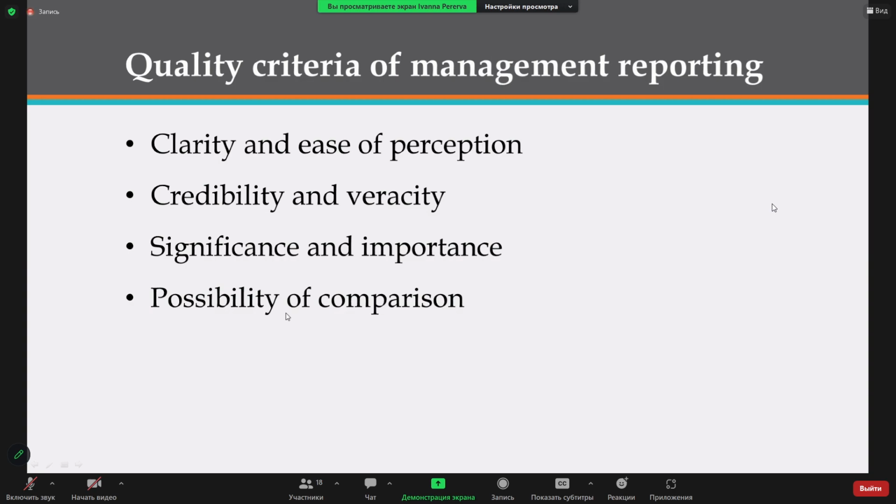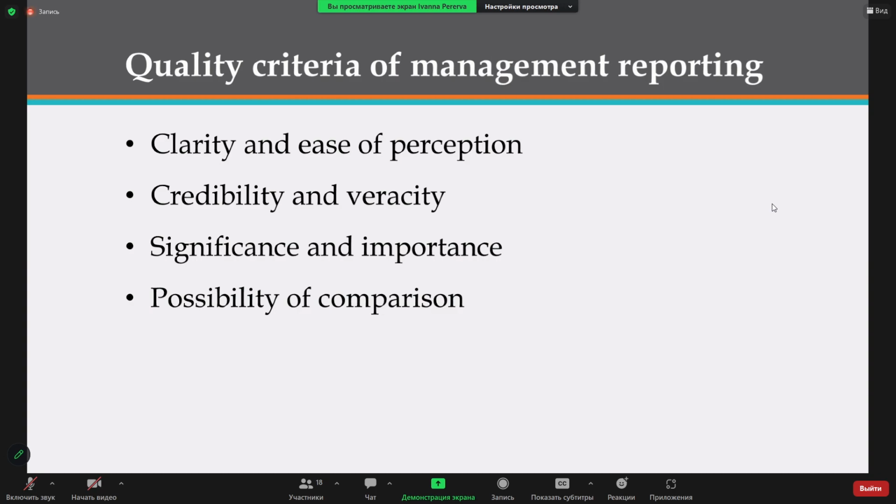And the last one is possibility of comparison. This condition is necessary for the possibility of retrospective analysis of your company's activities. And compliance reports should preserve the possibility of comparing different indicators with each other over a long period of time.